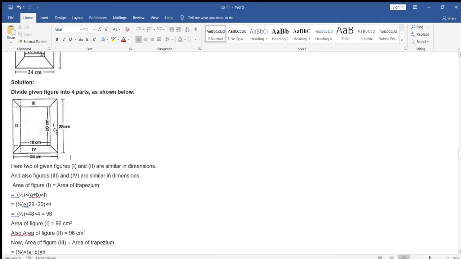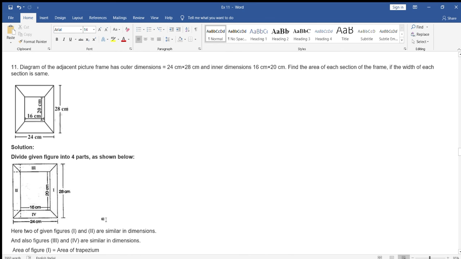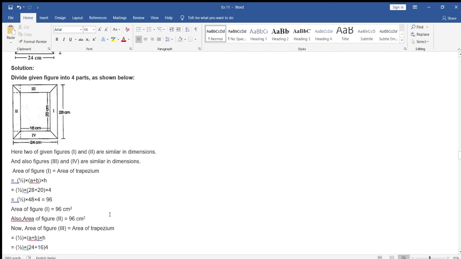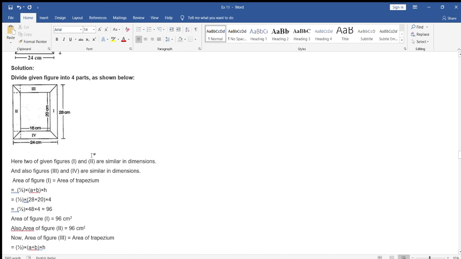Now see how many parts there are: 1, 2, 3 and 4. 1 is the same as 2, 3 is the same as 4. Now since it is a trapezium, we have to find this perpendicular distance. First of all we will find h. How will we find h? See, the outer dimension is 28, the inner dimension is 20, and what we get is 8. 8 is the sum of this one and the bottom one, but we need only one part, so it is 8 upon 2, which equals 4.